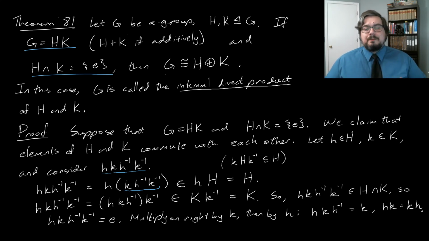As I mentioned earlier in a previous video, typically it's easier to use as your domain the group that you know the most about, or that has the most structure to it that you can do anything with. In this case, the direct product has a lot more structure than G. We don't know a whole lot about G. We do know quite a bit about H and K that we've assumed. And so starting with the direct product of H and K is probably going to be better for us.